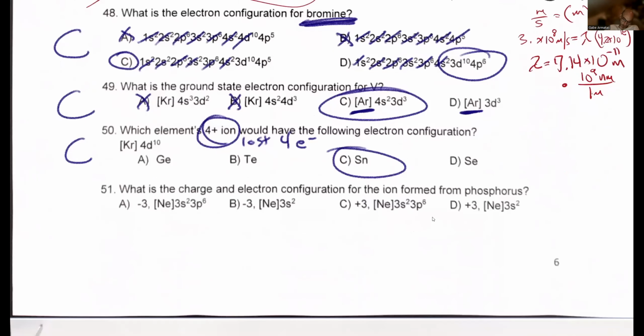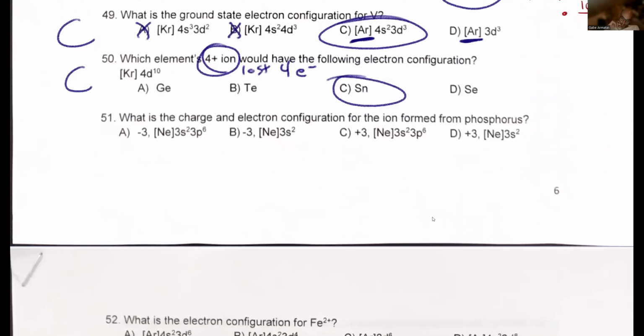All right. What is the charge and electron configuration of the ion formed for phosphorus? Okay, so phosphorus. We're just going to do the noble gas configuration. It's on the row after neon, so we're going to do neon. We can't eliminate anything. Then we start to fill up the 3s, so 3s2, 3p3. So this is just neutral phosphorus.